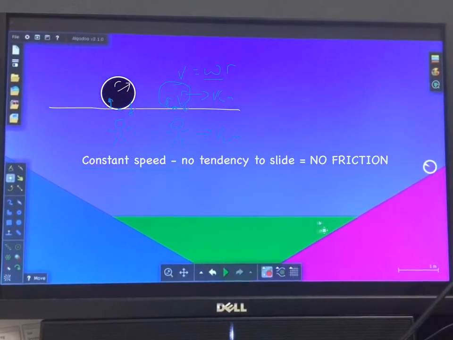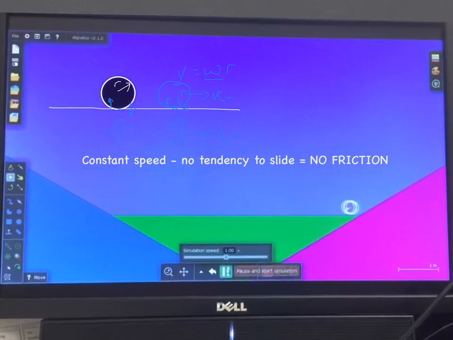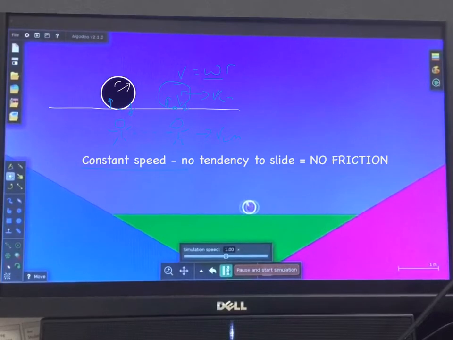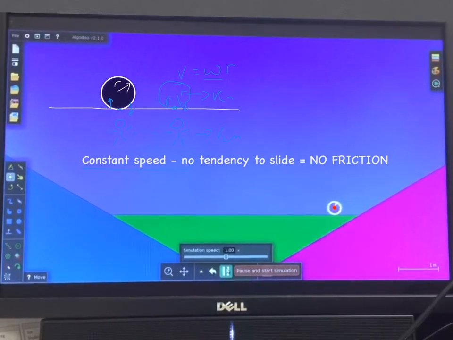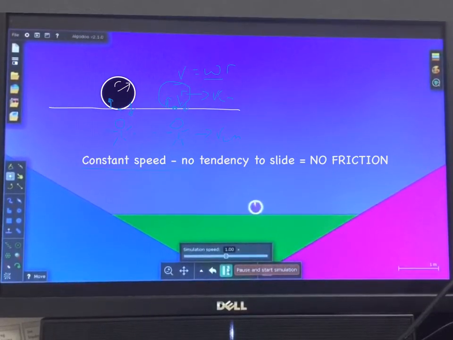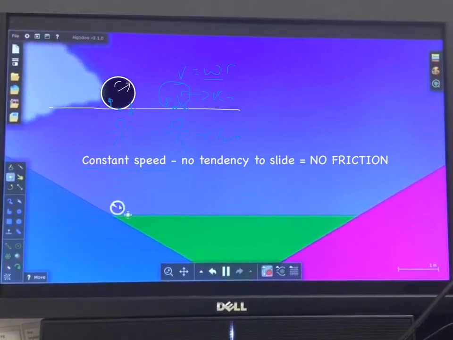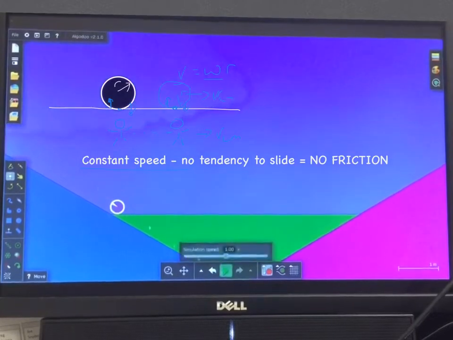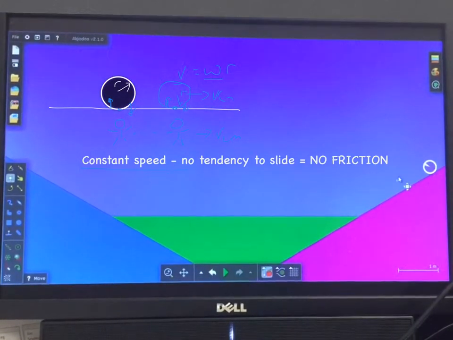Okay, looking again. There is friction over here, and you can see that as it rolls down, it looks normal. Once it goes across the green area, there is no friction there either, but the rolling appears to look normal. One more time.